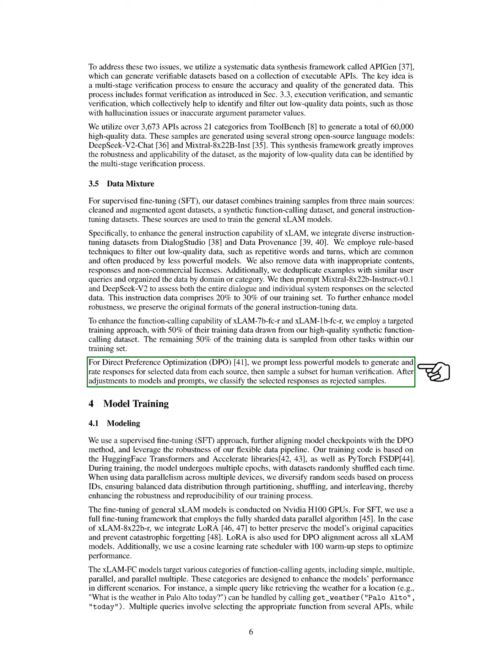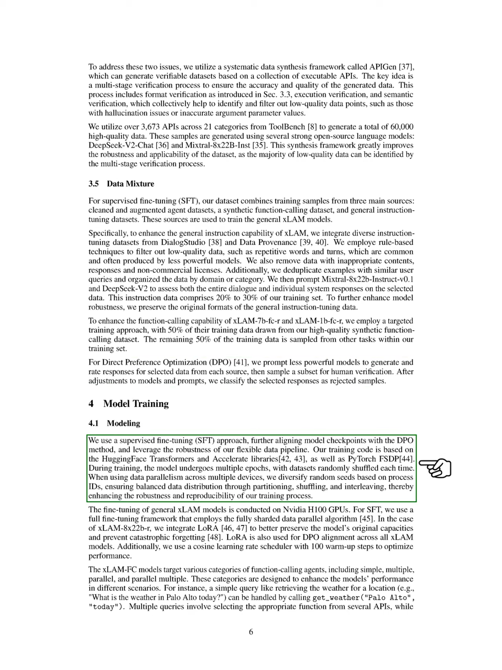For direct preference optimization, DPO, we prompt less powerful models to generate and rate responses from each source, sampling a subset for human verification. After refining the models and prompts, we classify some responses as rejected samples. In our modeling approach, we utilize supervised fine-tuning, SFT, and align model checkpoints with the DPO method, benefiting from our flexible data pipeline. Our training code is based on Hugging Face transformers, Accelerate libraries, and PyTorch FSDP.